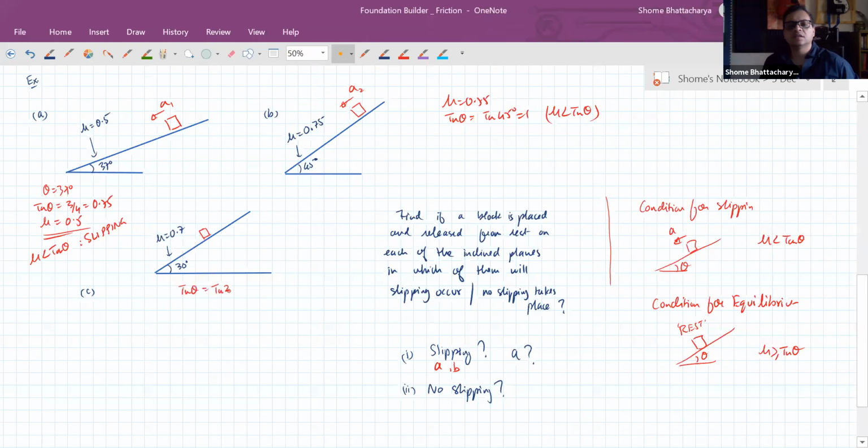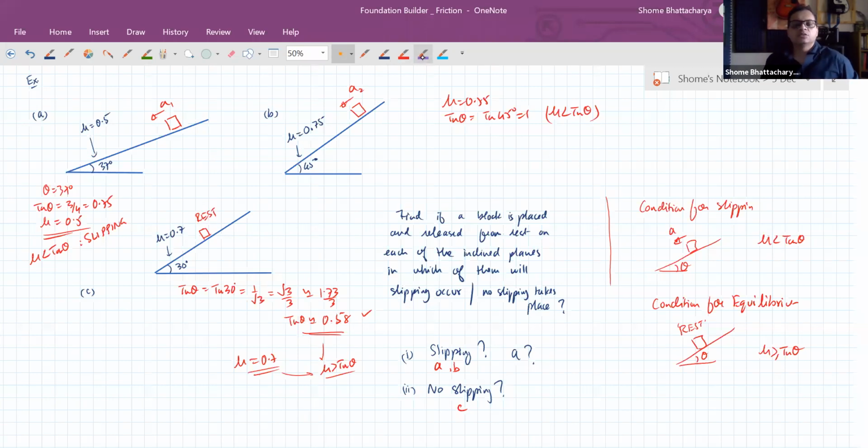tan theta is tan 30 degrees, which is 1 by root 3. You can take it as root 3 by 3 or approximately something like this. Okay. So tan theta is approximately this much and coefficient of friction is equal to 0.7. So definitely this is the only case in which you can see that mu is greater than tan theta. So there is no slip. This remains at rest. Okay.